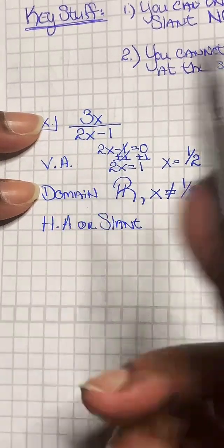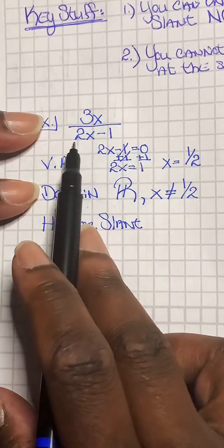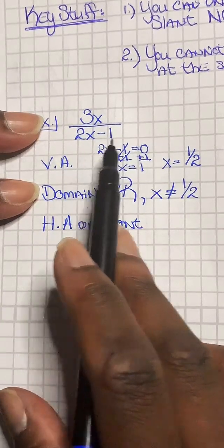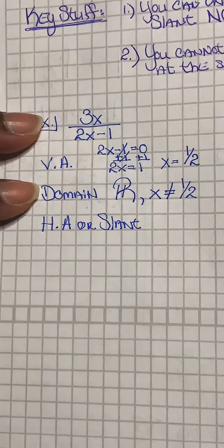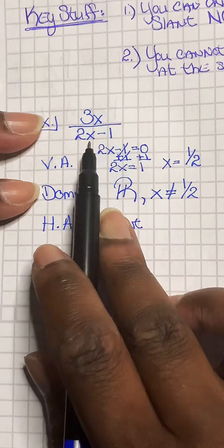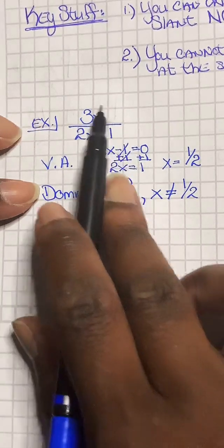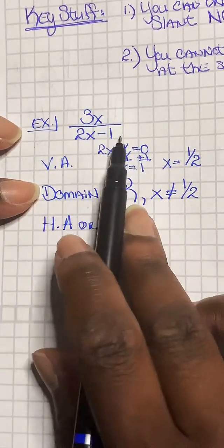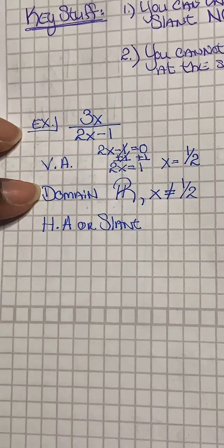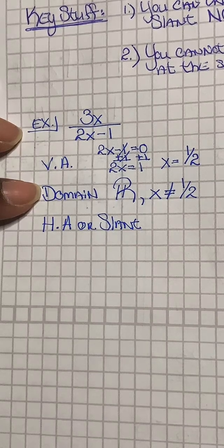If I wanted to say 3/2, then 3/2 of 2 is 3. 3 minus 1 gives me 2. That's perfectly fine. But if I plug this 1/2 in for the x, it's going to make it equal 0, which will make this rational function undefined. Okay? So we're looking for what will make it equal to 0.